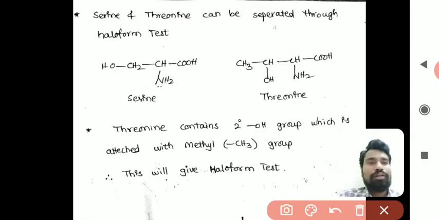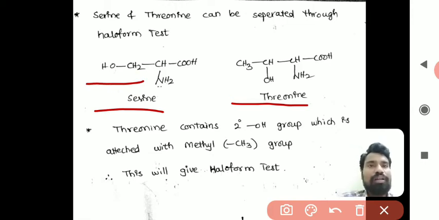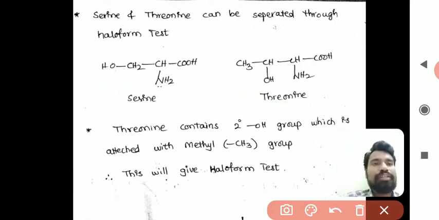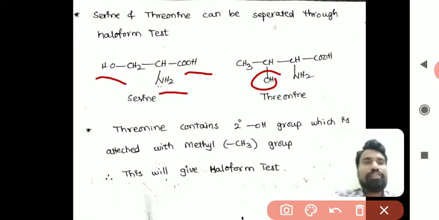So the next one is, as we know the structures of serine and threonine, right? This is the structure of serine, which consists of an additional alcohol group, and threonine also consists of an additional alcohol. Along with the carboxylic acid and amine group, serine and threonine contain one other functional group, that is the alcohol OH group, right?